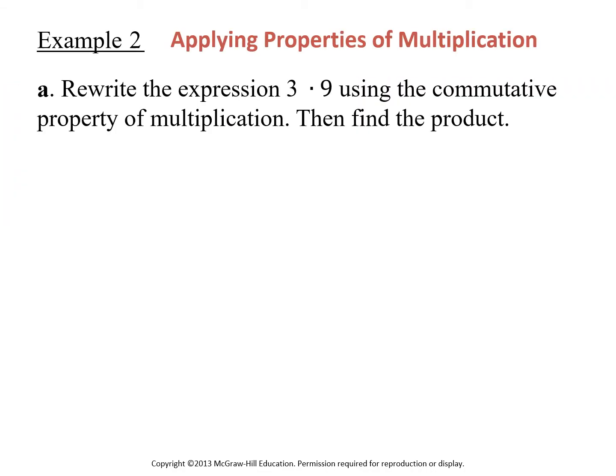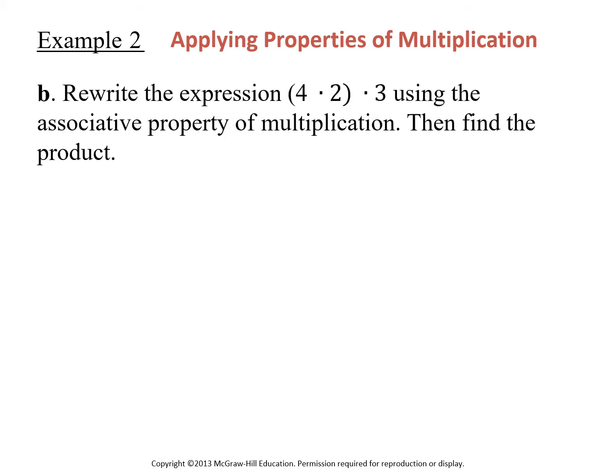In example 2, we're going to rewrite the expression 3 times 9 using the commutative property, and then we'll find the product. So 3 times 9 is equal to 9 times 3, and the product is 27.